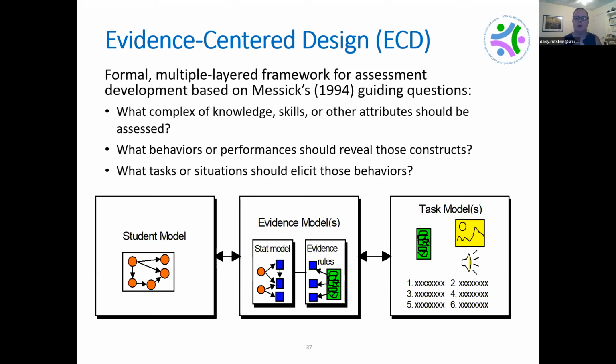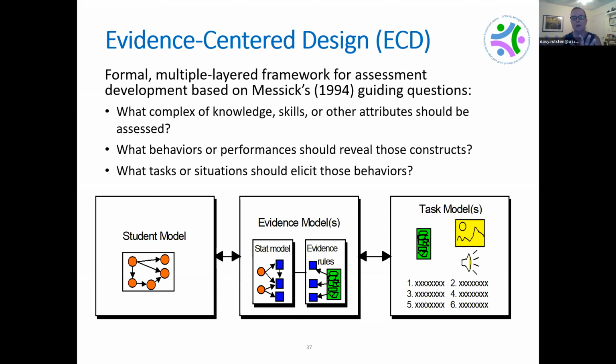And then thinking about what's the evidence I want to collect. So what is it that I'm going to be observing? What behaviors, what performances, what is it that students are going to do that's going to allow me to say something about their student model? And that's related to the evidence model. And then finally, okay, I know what evidence I want to collect. How do I get there? How do I get students to actually give me that evidence? So what does a task have to look like, or what does a situation have to be like that will allow students to produce that evidence?